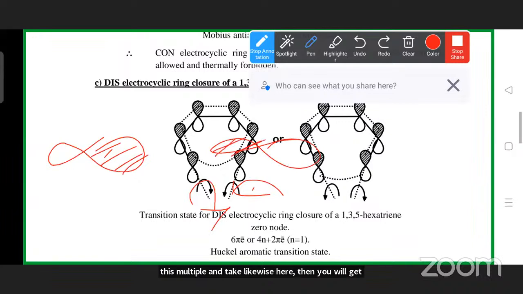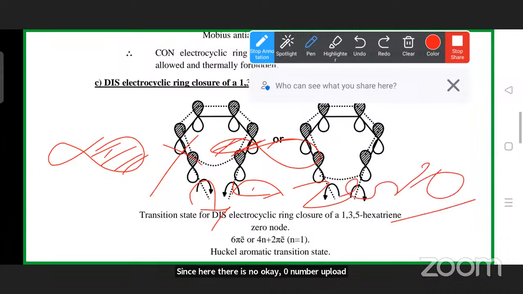Then what happens here? So no bonding is possible. No bonding is possible here. Means here there is no node. Okay, zero number of nodes. Zero number of nodes means no bonding is possible here. Okay, so it comes under Huckel aromatic, Huckel transition state, right? Huckel transition state, and it is a 4n plus 2 pi system. So Huckel aromatic transition state.